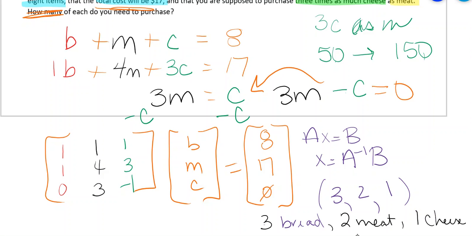1 pound of each, so 3 bread. If this added up to 8, then that would be great, because that's what I need it to add up to, but it doesn't, because this adds up to 6. But take this point and actually write it out as a word problem.